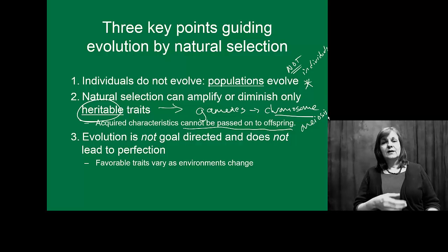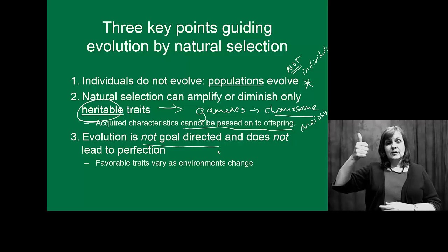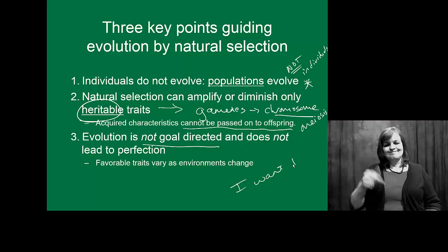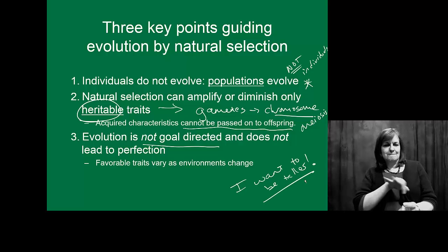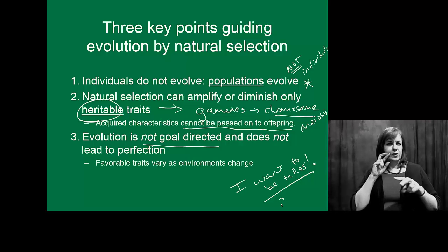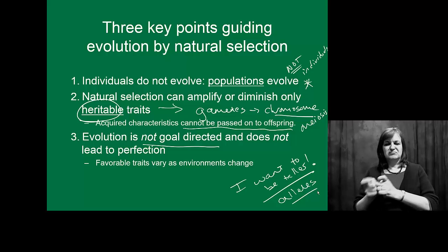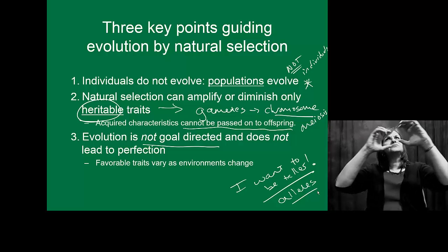We also have to think about evolution as not being goal-directed. We can't say, I want to be taller. Evolution doesn't care. If there's no reason for you to be taller and you don't have the alleles necessary to be taller, it's not going to happen. So what we have to look at is that evolution is not going to lead to perfection.